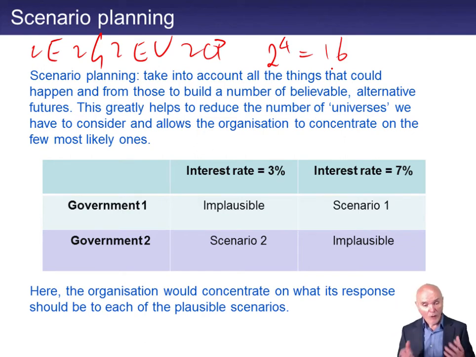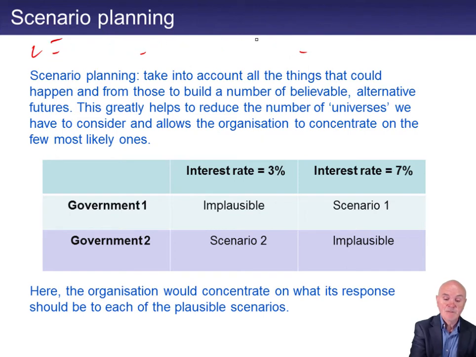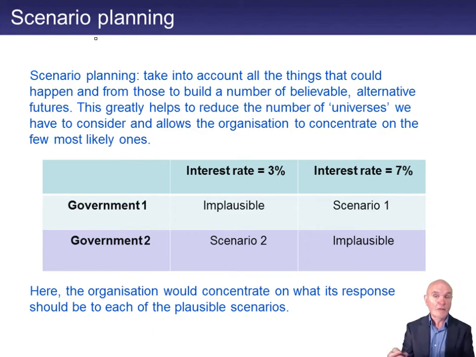And there's really no point in presenting a strategic planner with 16 possible permutations and getting them to come out with 16 possible plans in response to each of those. So what scenario planning does is to try to have a number of believable alternative futures, which are internally consistent. So maybe the two things we're looking at is, let's say the government's going to change in 6 months' time, and we're worried about interest rates in 6 months' time.